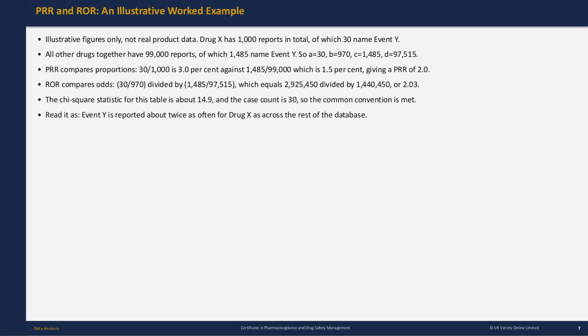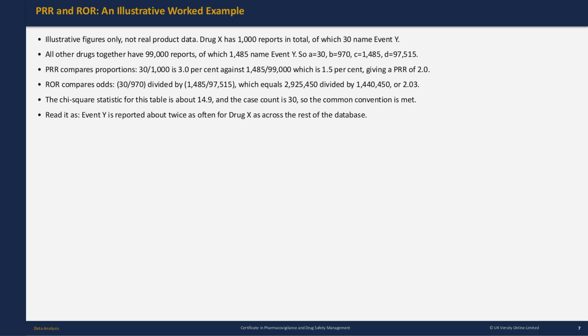PRR and ROR, an illustrative worked example. Illustrative figures only, not real product data. Drug X has 1,000 reports in total, of which 30 name event Y, so all other drugs together have 99,000 reports, of which 1,485 name event Y.